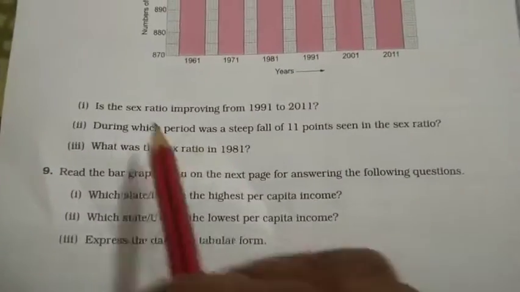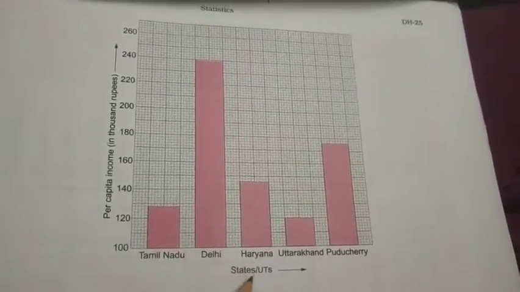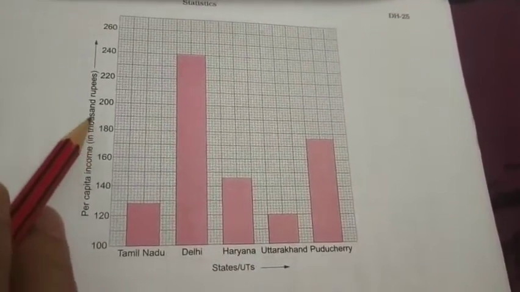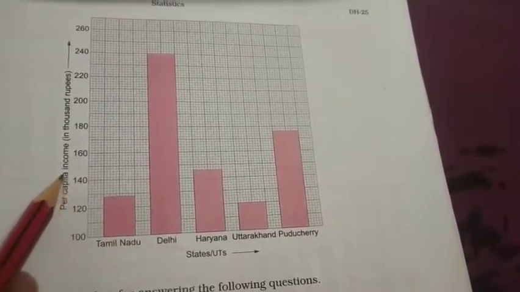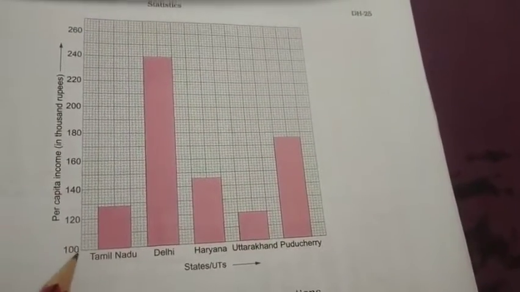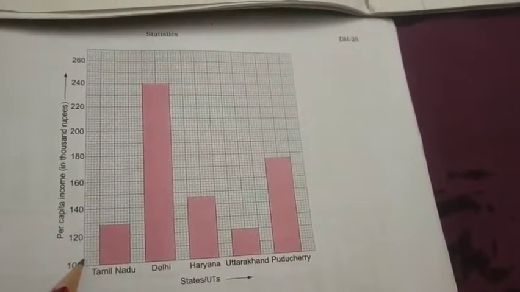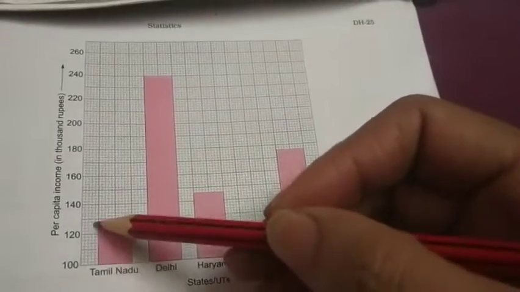Now in the 9th question, read the bar graph and answer the questions. This is the graph given. On the x-axis states or union territories are given, and here per capita income is in 1000 rupees. Means if in Tamil Nadu, what is the per capita income? After 100, 120 is there. That means it is 100, 102, 104, 106, 108, 110, a difference of 2. And in this way, what will be the per capita income in Tamil Nadu?